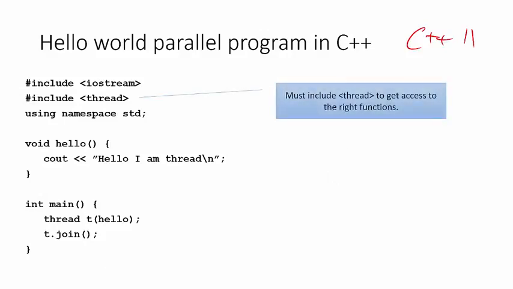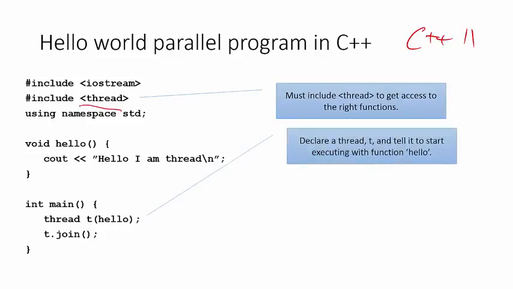The first one is that we have to make sure that we include the threads package to get access to the right functions. With that, we can create a thread variable, of type thread, and the name of the variable is t, and initialize it with the name of the function that will implement the thread. This will create a thread that is scheduled by the operating system. The thread will call function hello and start to execute it either on the same core, if you only have one, or on another core.